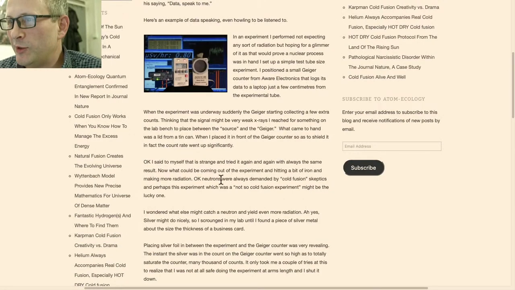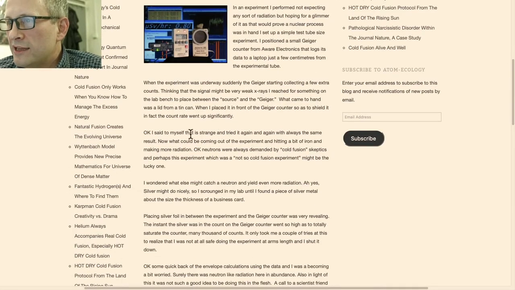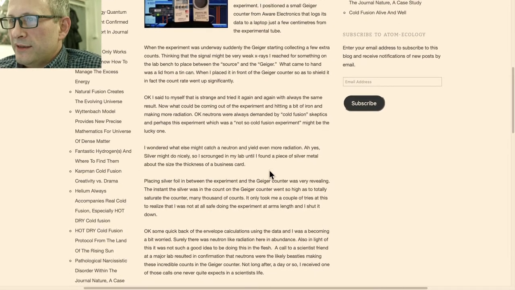This is the machinations of Edward Teller. Okay, I said to myself, this is strange, and I tried it again and again with always the same result. Now, what could be coming out of the experiment and hitting a bit of iron and making more radiation? Neutrons were always demanded by cold fusion skeptics, and perhaps this experiment, which was not so cold a fusion experiment, might be the lucky one. So he thought it might be neutrons. He says, I wonder what else might catch a neutron and yield even more radiation. Ah, yes, silver might do nicely.